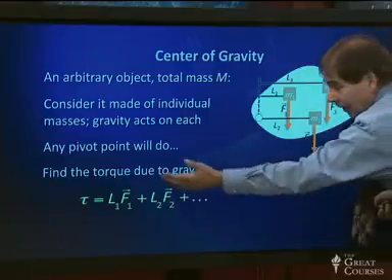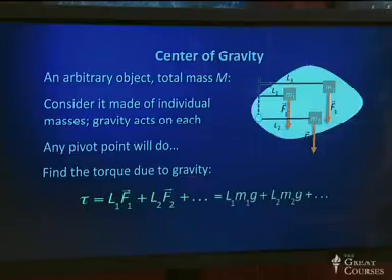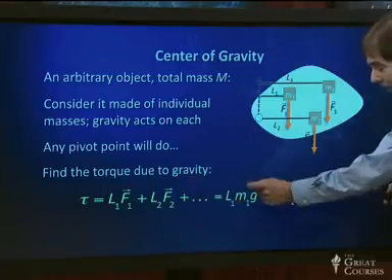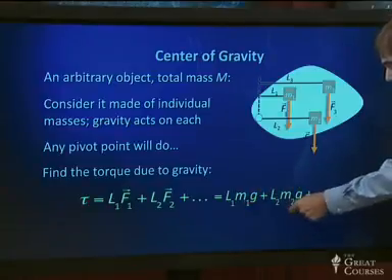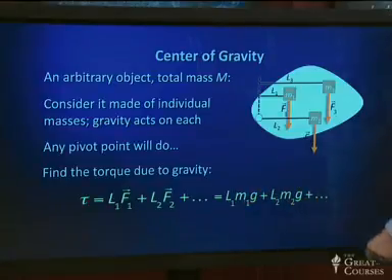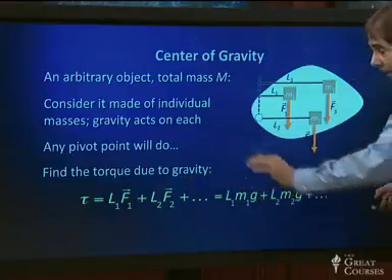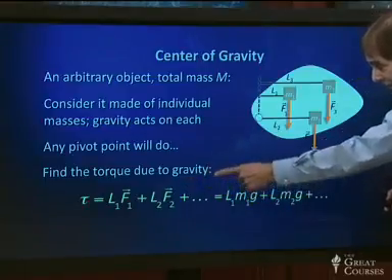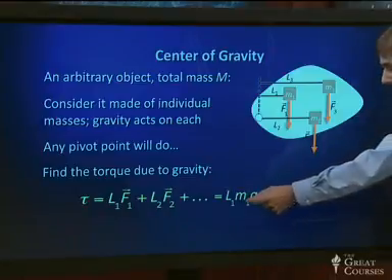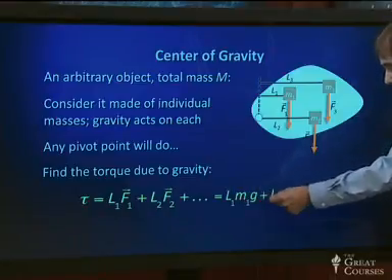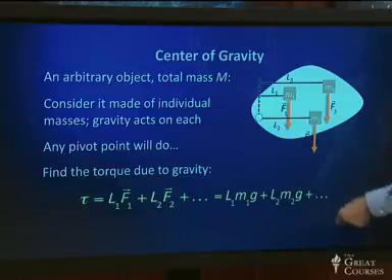Each of those is a calculation of a torque, and therefore the total torque is L1 times M1G, L2 times M2G. If you're very sharp, you notice some arrows on there. They shouldn't be there. I'm not talking about vector forces at this point. I'm just talking about their magnitudes: L1 M1G, L2 M2G, L3 M3G, and so on.